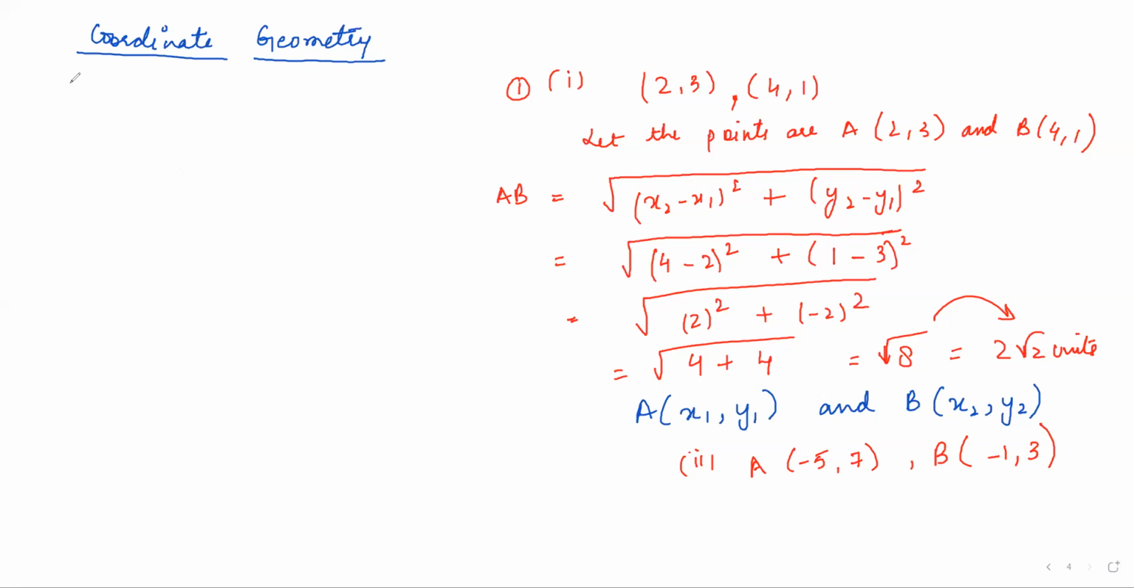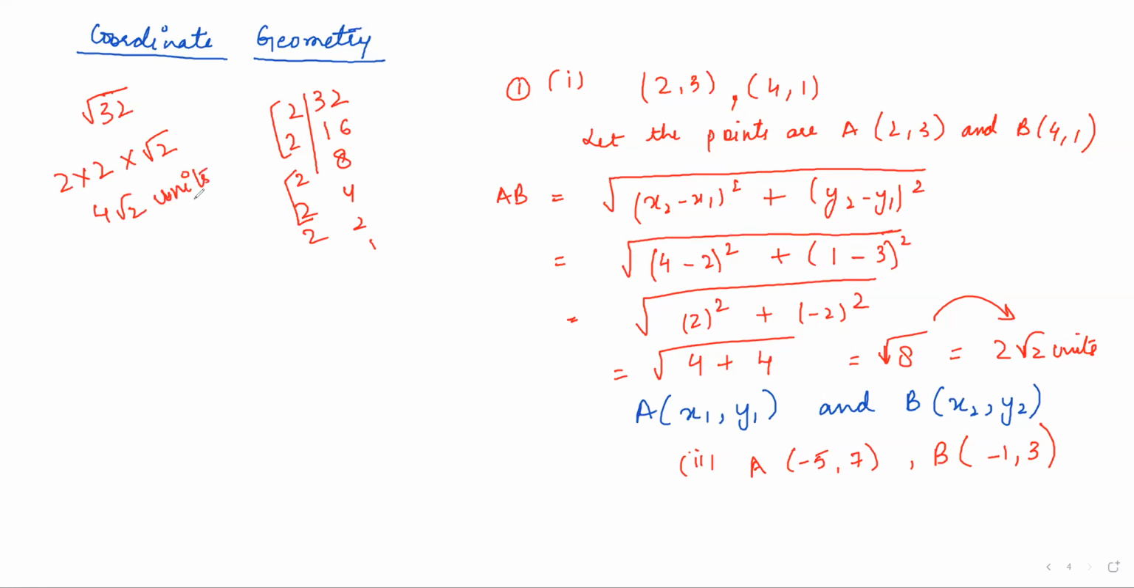Quickly tell me. Root 32. Okay, so under root 32, you have to break it. So do the prime factorization of 32: 2 into 16, then 2 into 8, 2 into 4, then 2 into 2 and 2 into 1. That means 2 pairs of 2 you can take outside the square root. So 2 into 2 will be outside and root 2 will remain. That means 4 root 2. That's how you write it. Units, always write units, because you don't know in which unit it is given.